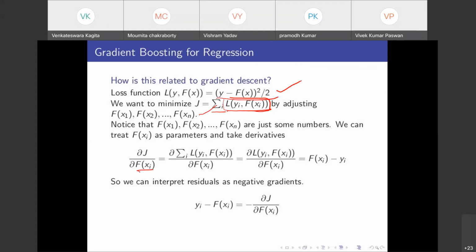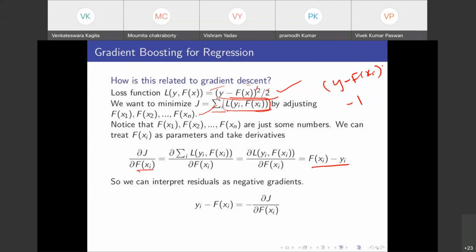Right. So the derivative of J with respect to f of xi, if you take it, what would you get? This 2 comes to this side, and 2 and 2 will get cancelled. You will get y minus f of xi times minus 1. So this would be equivalent to f of xi minus y. So when you take the derivative of J with respect to f of xi, you are getting f of xi minus y.